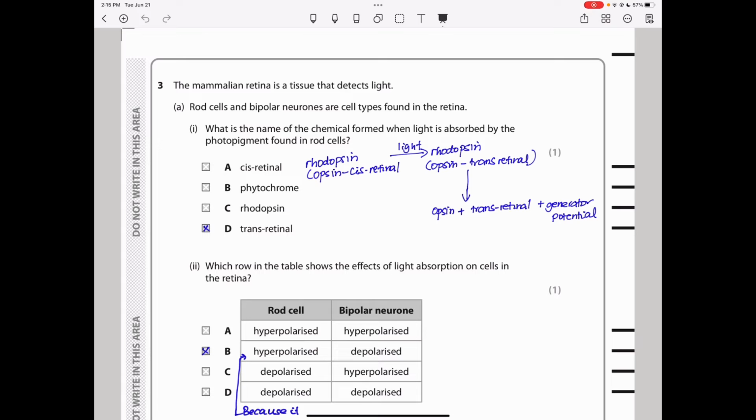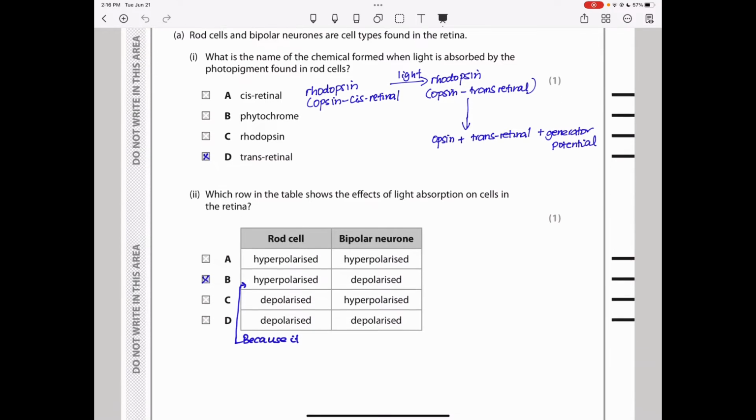Question 3. The mammalian retina is a tissue that detects light. Rod cells and bipolar neurons are cell types found in the retina. What is the name of the chemical formed when light is absorbed by the photopigment found in rod cells? Now, the photopigment found in rod cells, of course, is rhodopsin. When rhodopsin absorbs light, it's going to be converted into opsin and transretinal. In rhodopsin, we have opsin and cis-retinal. It's going to be converted into opsin, which was already there, and the transretinal. So the cis is going to be converted into trans. That is why the answer here should be transretinal.